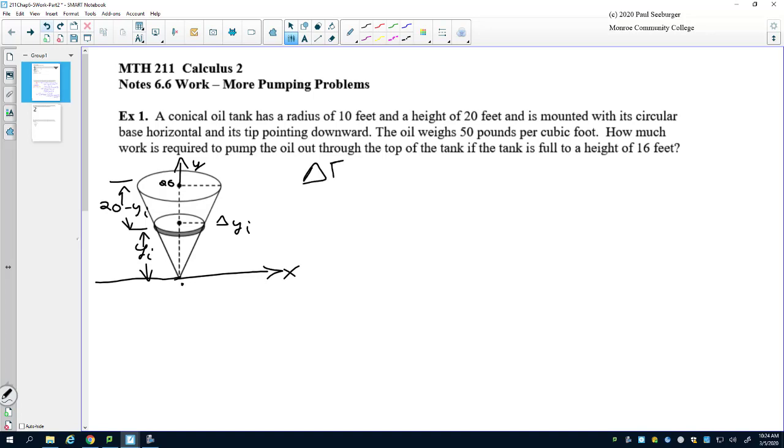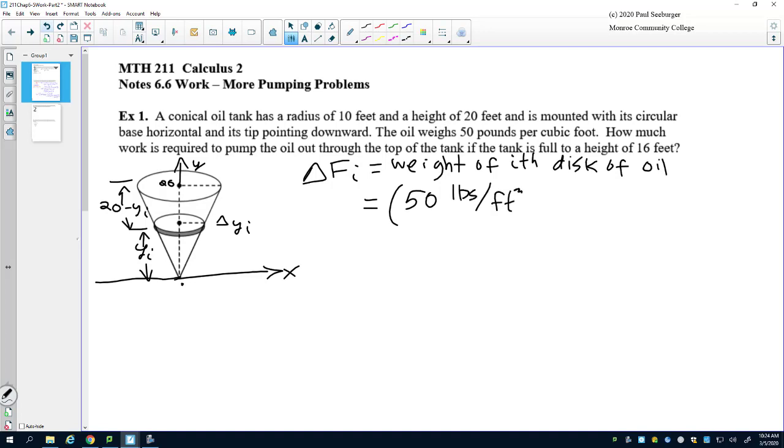Now we need to think about what we've been putting together every time for these. So delta F sub i is our weight of the ith disk of oil. That's going to equal, in this case, the density, 50 pounds per cubic foot, multiplied by the volume. Well, that's going to be pi r squared. What's the radius going to be here?